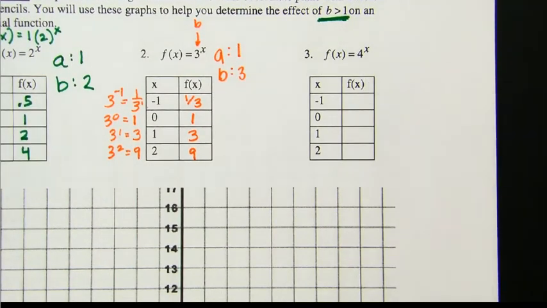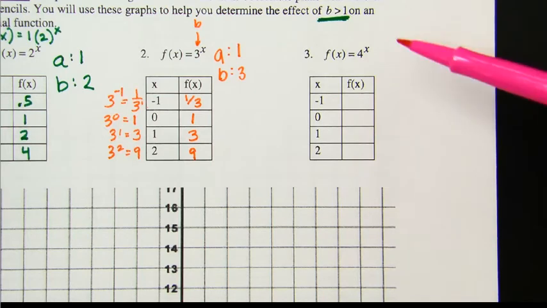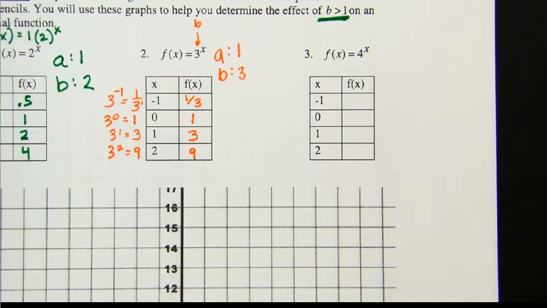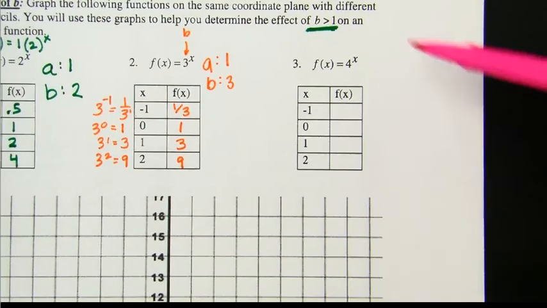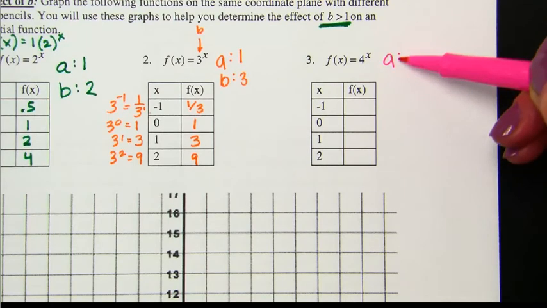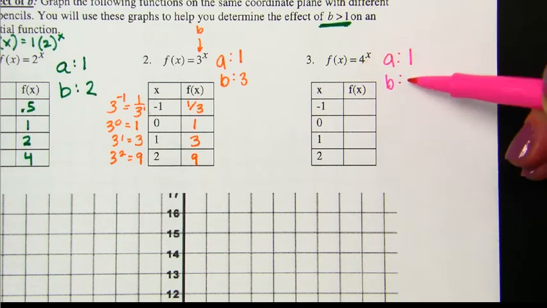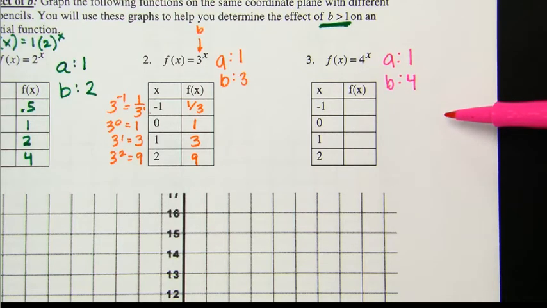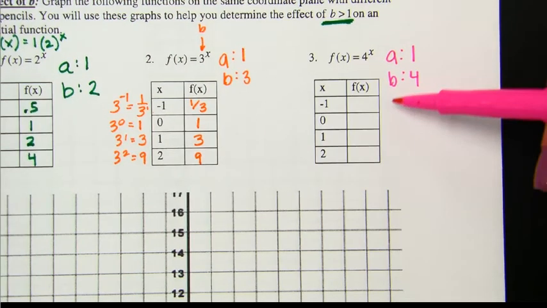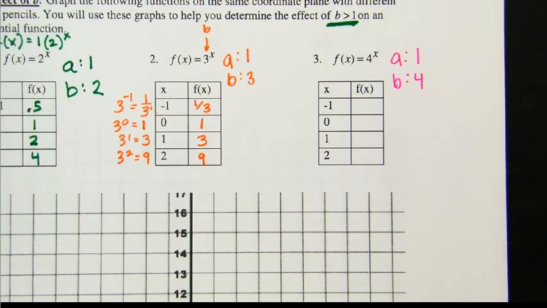So let's look at 3. We're going to try to do the table for 3 following what we just saw, where we have a geometric sequence. Okay? And there's something else we're going to do too in just a second. So let's label our A is still 1, and our B is now 4. Now we can see that the 4 will be the ratio, so we're going to be multiplying by 4.